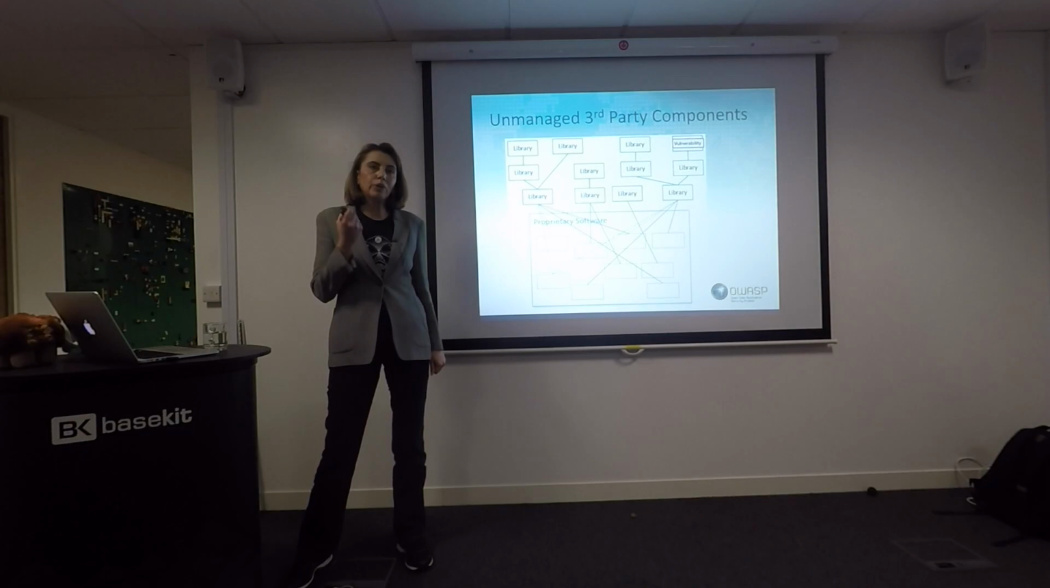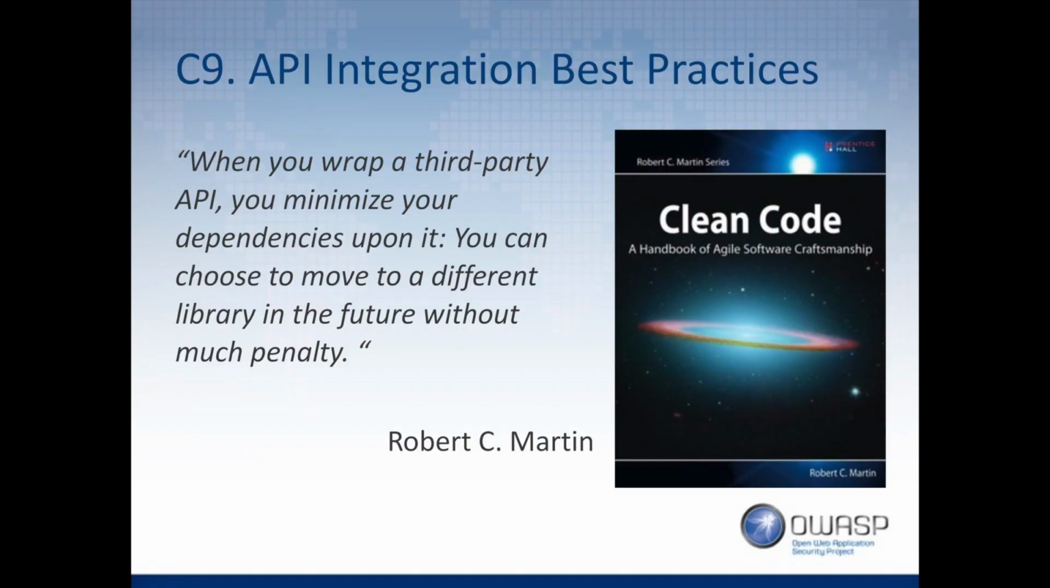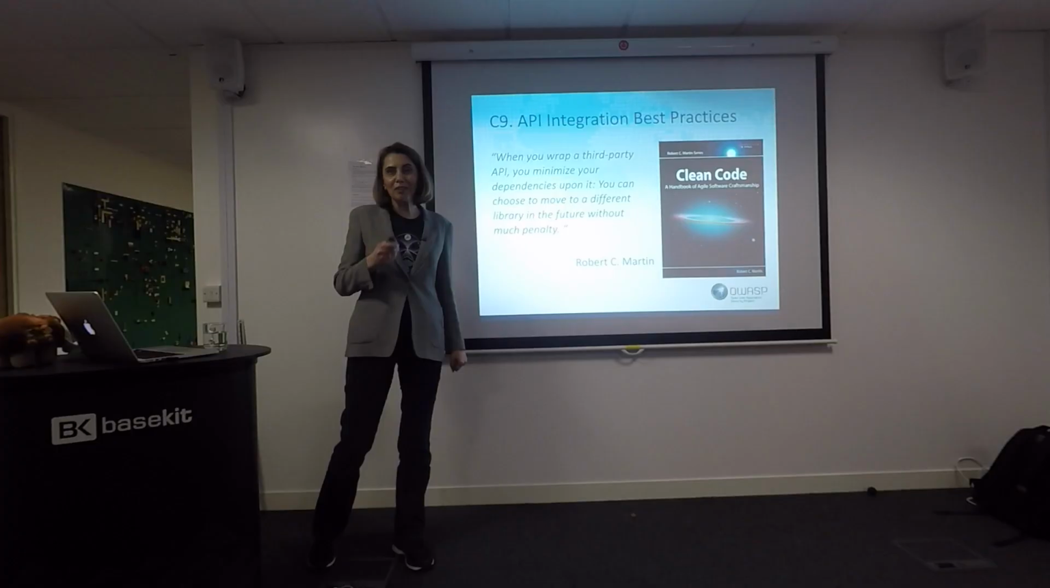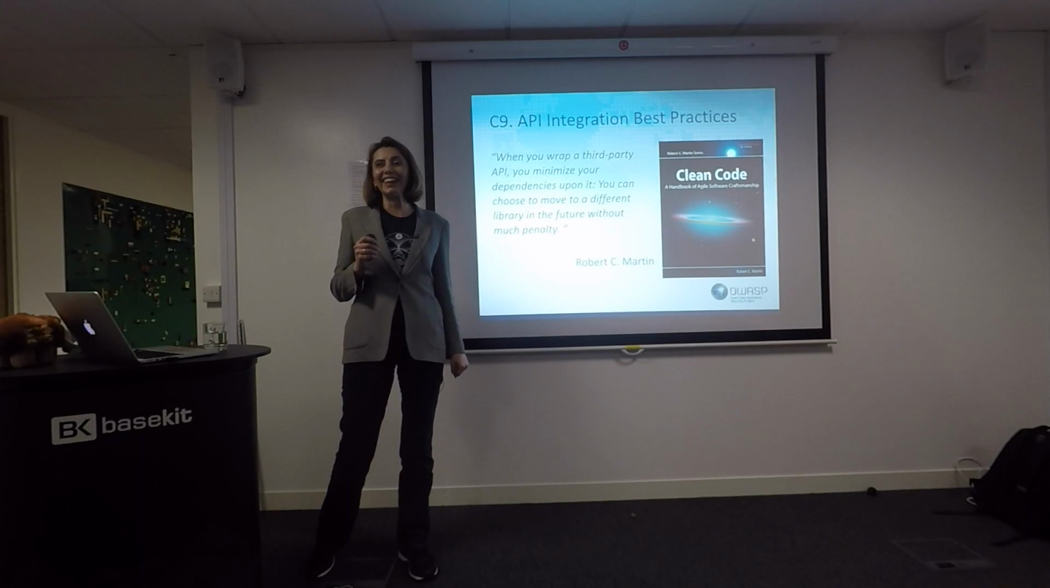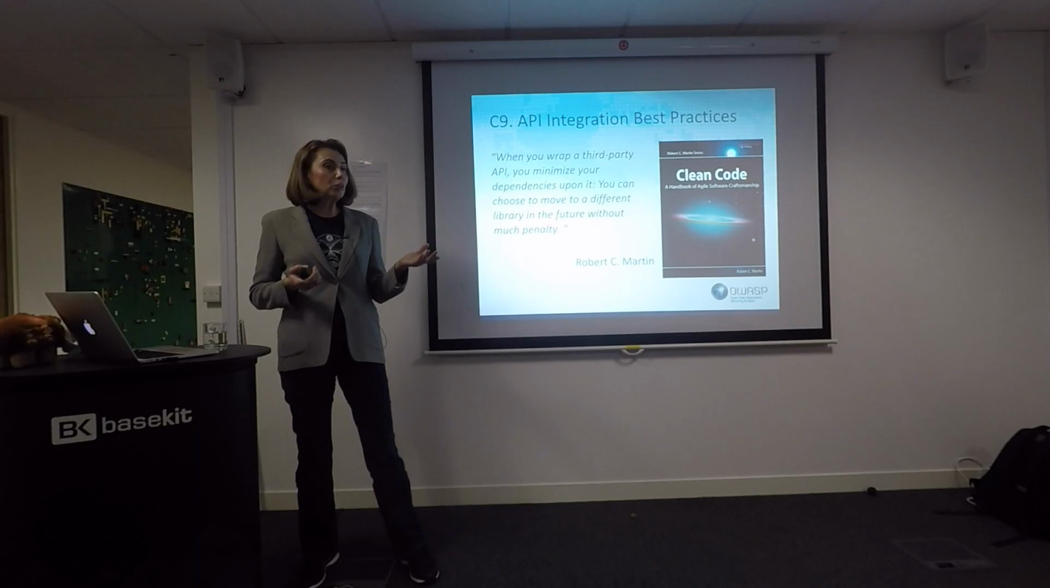Well, the answer to this lies in Robert C. Martin's book, Clean Code. How many of you have heard of Uncle Bob? Quite a few. How many of you have read the book? I was expecting this one. So, what he says there is that by wrapping your third-party API, you minimize your dependencies. And if you want to change it in the future, you can do it without much penalty.